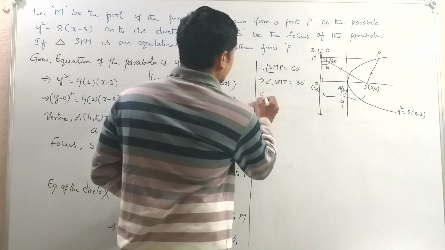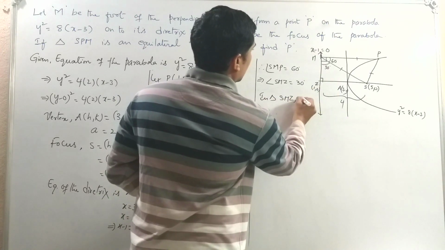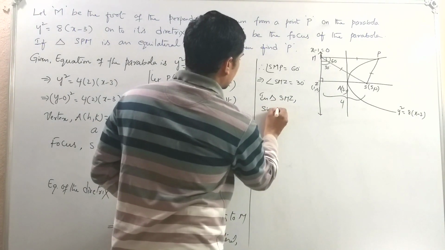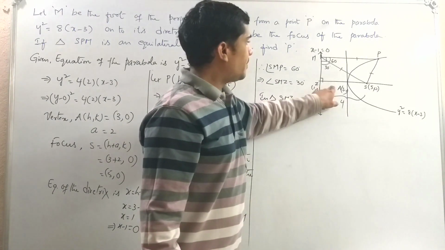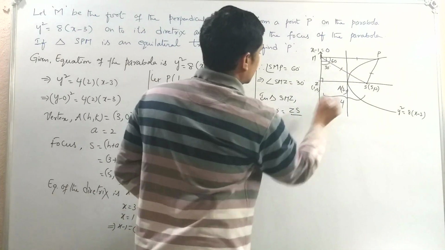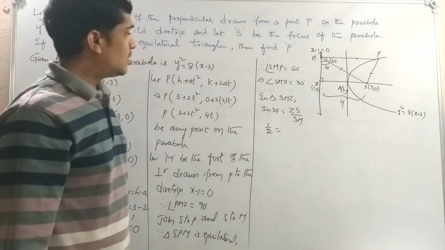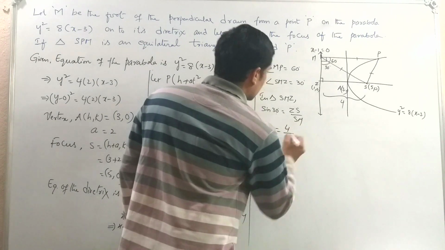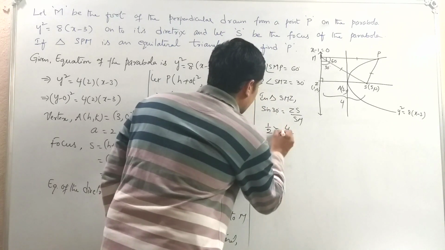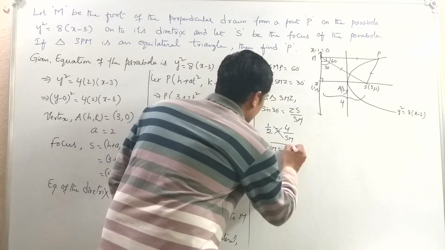So in triangle SMZ, I know the angle, so I want to use sine 30. Sine 30 degrees is equal to opposite by hypotenuse. Opposite means ZS by hypotenuse SM. Sine 30 value we know is 1 by 2. So 1 by 2 is equal to ZS by SM. ZS value is 4 units and SM is unknown, we need to find. If I do cross multiplication, then I get SM is equal to 8 units.